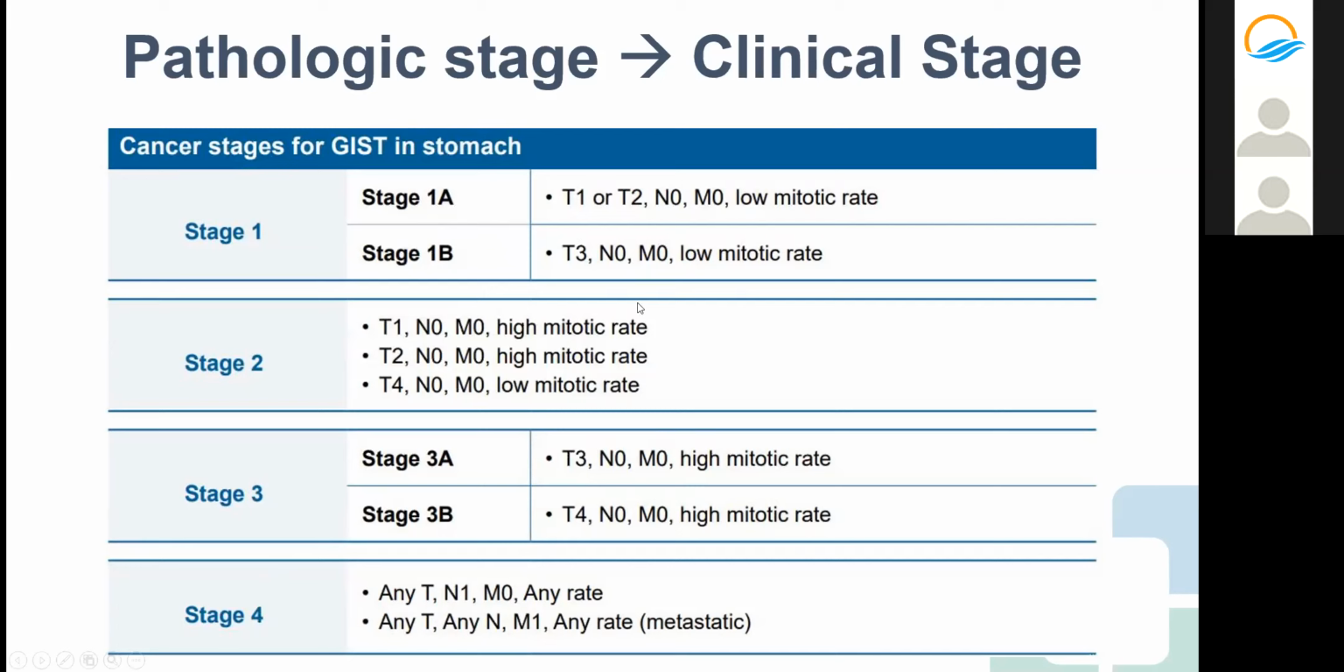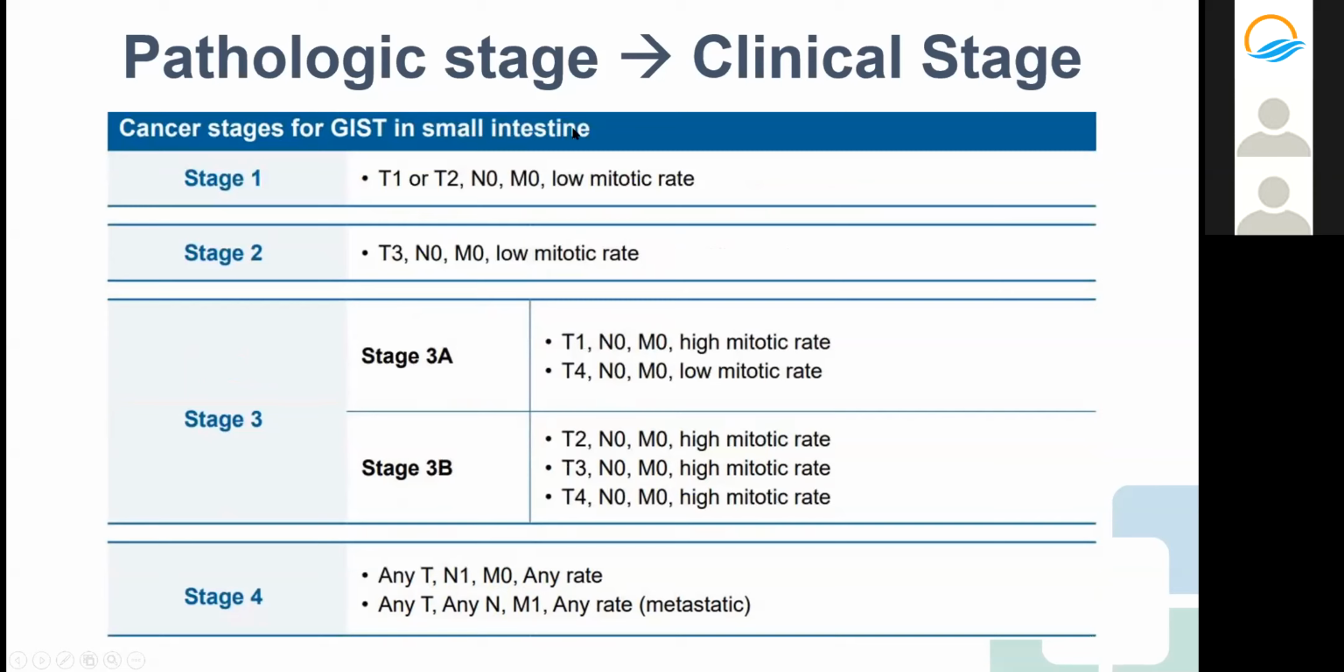For example, you can see here that any tumor that is less than or equal to 10 centimeters in size, so T1, T2, and T3 tumors in the stomach that have a low mitotic rate, all get placed into stage 1. So that's a really broad range of tumors. In contrast to that, any tumor that has either lymph node or distant metastasis, regardless of the size of the primary tumor or its mitotic rate, is automatically a stage 4 disease.